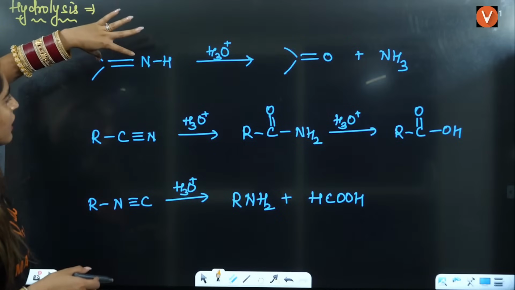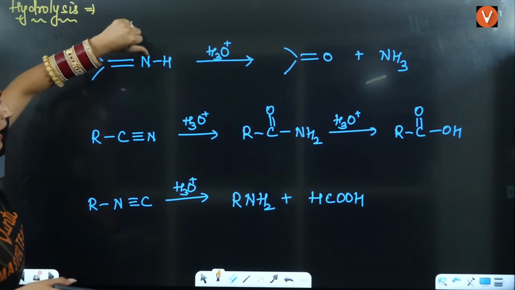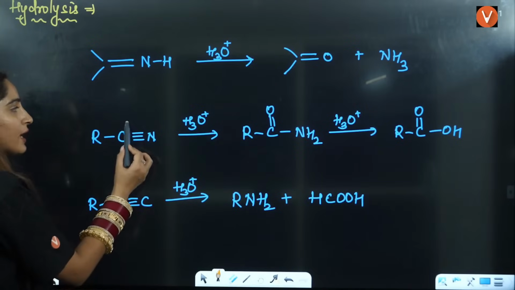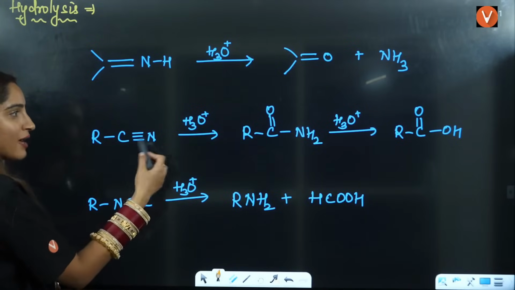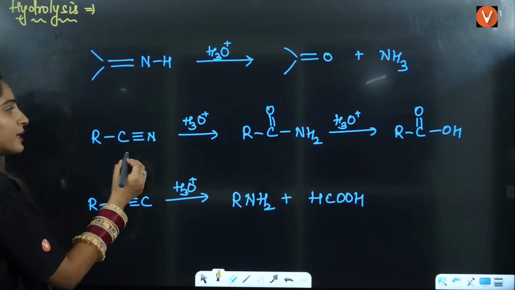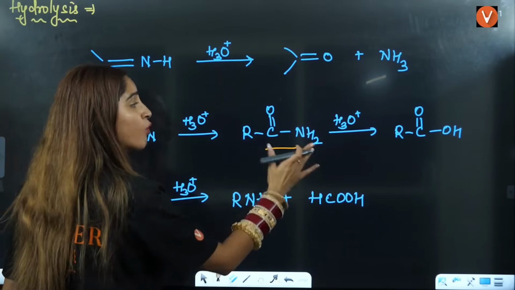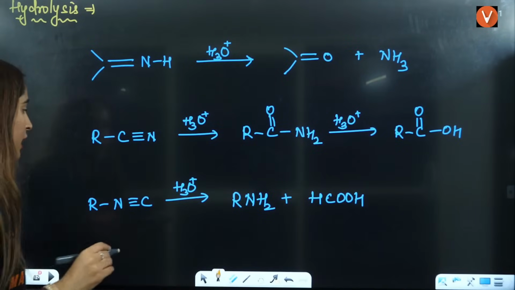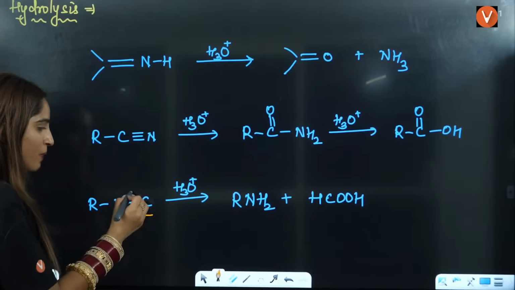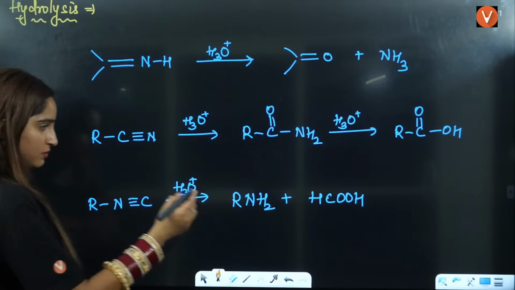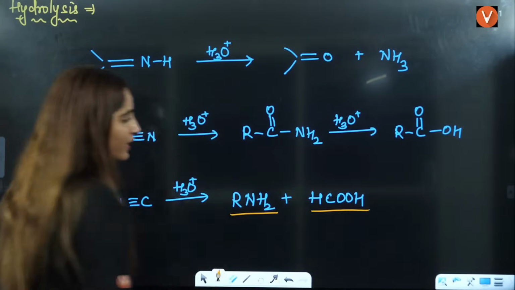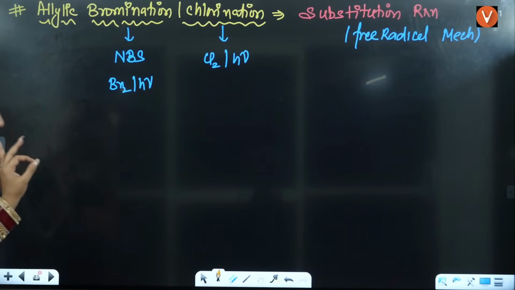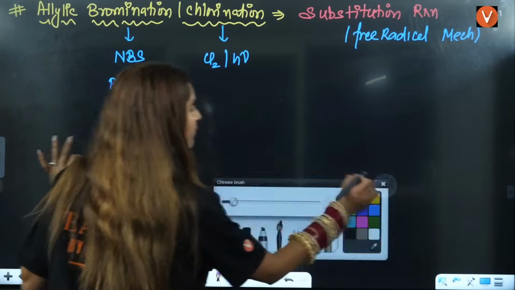When you have imine, that is double bond NH, that is directly converted to acetone. When you have CN, if you do hydrolysis again and again, with one hydrolysis it is converted to amide. With one more hydrolysis, this NH2 group is converted to OH, that is acid. If you have NC, those pi bonds will break and it is directly converted to RNH2 and HCOOH. Next is allylic bromination, very important.